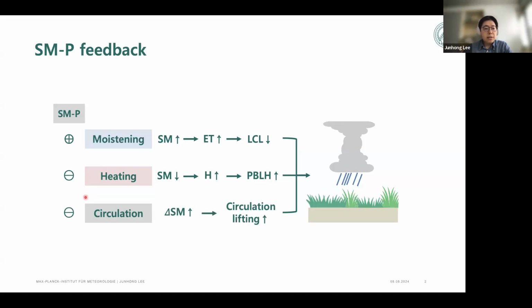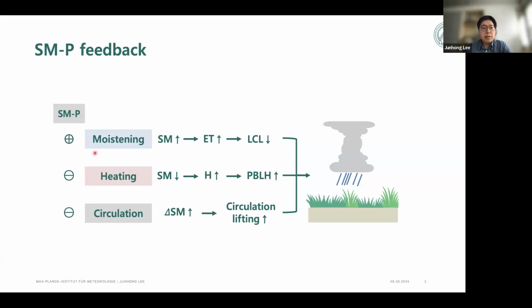And the last is the circulation process. If there is a soil moisture gradient, it can create circulation. For example, over the dry area there is updraft, and over the wet area, downdraft. Especially over the dry area with the updraft, precipitation occurs. So in this case, I can say there is a negative SMP feedback.